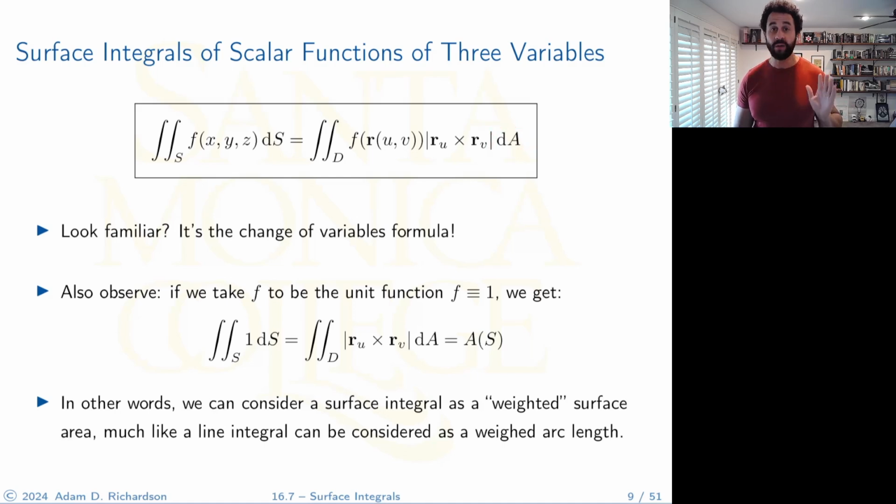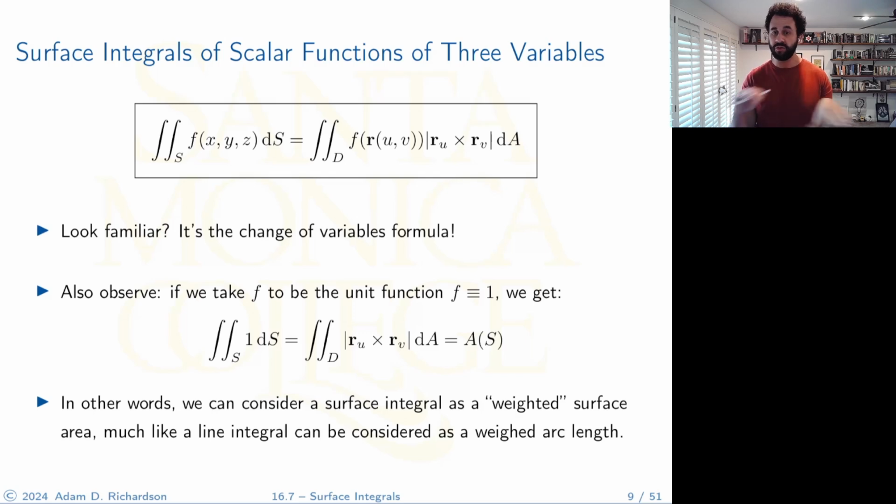That's it. Now, what's also cool is this. Notice that if you take your scalar function f to just be the unit function, the function 1, then this just becomes 1, and you're left with the area formula, right? So this is the area formula that we got in the previous section. And this emphasizes that when you think of a surface integral, you can think of it as a weighted surface area. You're really computing the surface area, but at every single point on that surface, you're going to weight the surface a little bit by whatever you want.